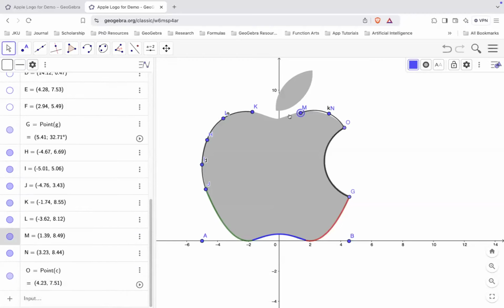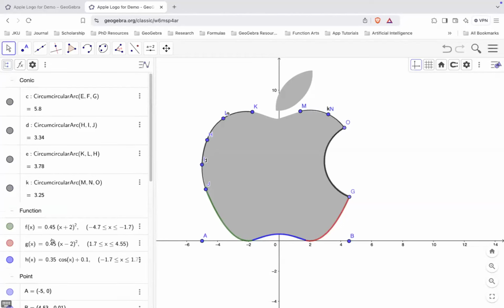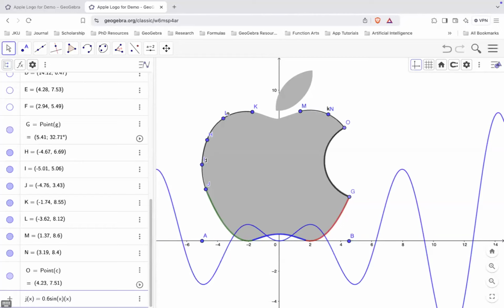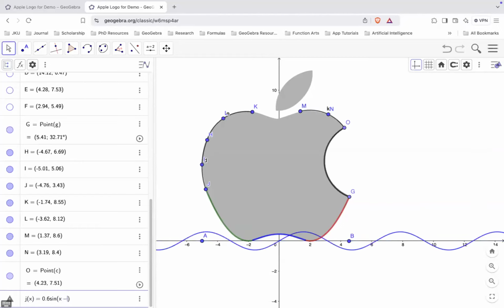Okay, we can use another function here. I already have the equation of the function, so we can just use it because we don't have a lot of time. So the equation here is j of x equals 0.6 sine x times x minus 1.4 plus 8.7.